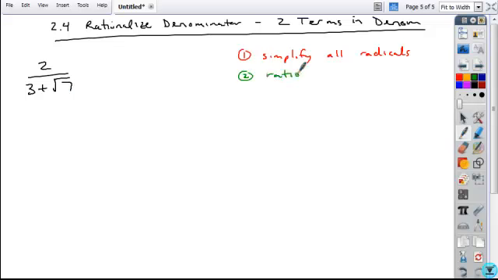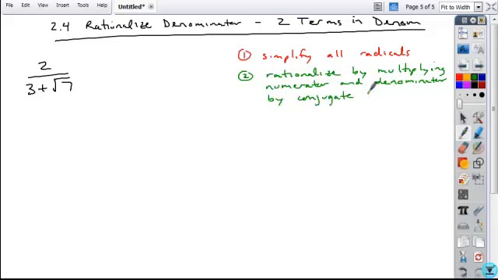And so then you move to the step where you rationalize. And the process of rationalizing a double term denominator is the following. You're going to multiply the numerator and denominator by the conjugate of the denominator. And so let's see what that means.